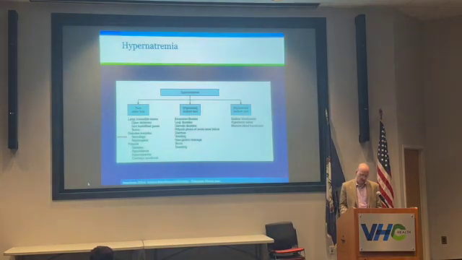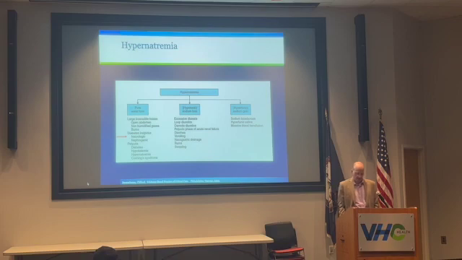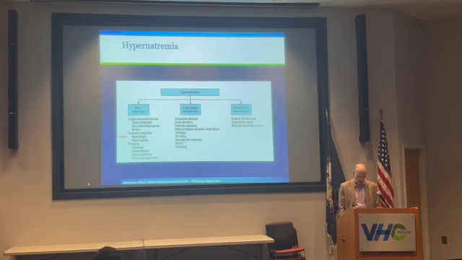Now, switching gears a bit to hypernatremia, we can categorize this based on tonicity. So either it's isotonic, hypotonic, or hypertonic. And again, as you can see, there are a variety of different etiologies of hypernatremia, but what we see most often in neurosurgical patients is diabetes insipidus, which results from pure water loss.